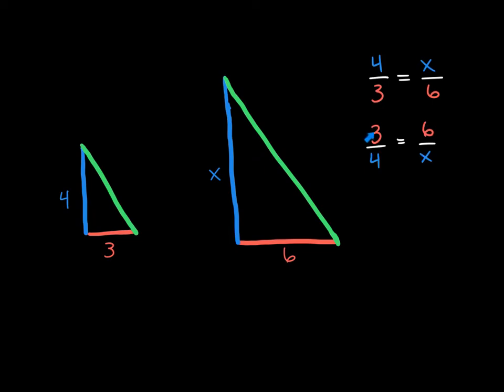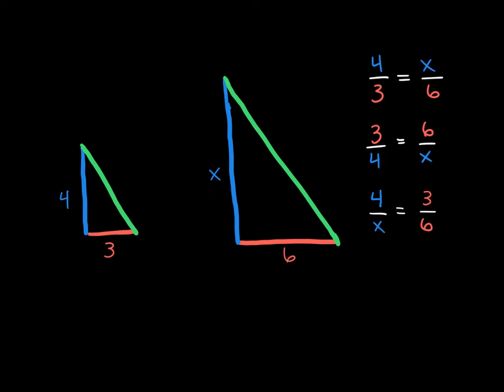I could have also written 3 over 4 equals 6 over x. It's the inverse of the first thing I wrote. So instead of doing medium over small, I did small over medium. So I'm still comparing corresponding sides. If I'm going to go 3 over 4, small over medium, then that has to equal 6 over x, small over medium. You could also say 4 over x equals 3 over 6.